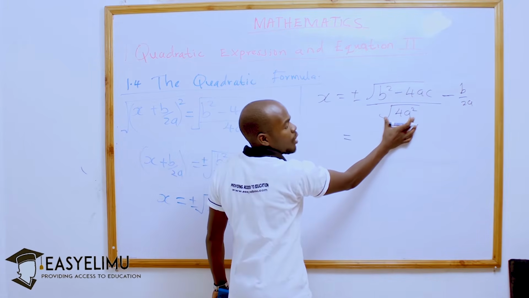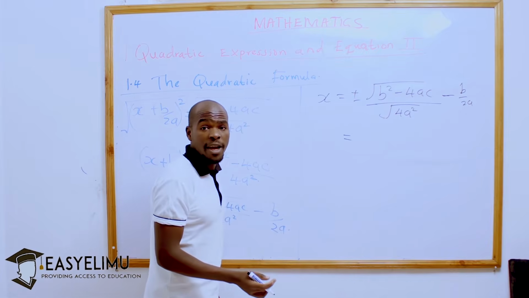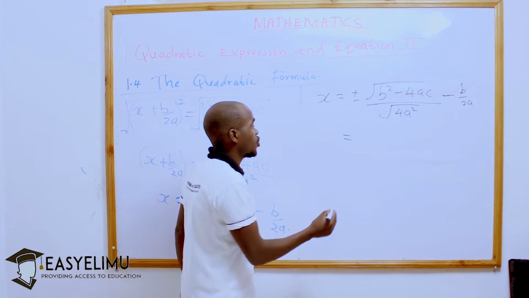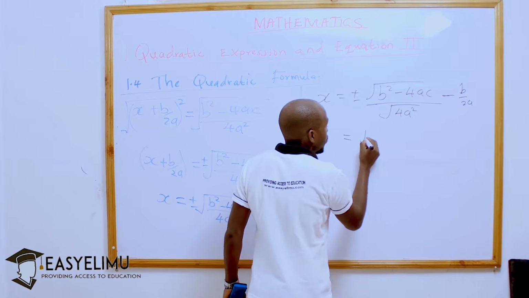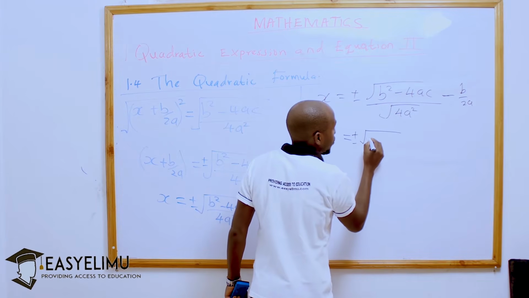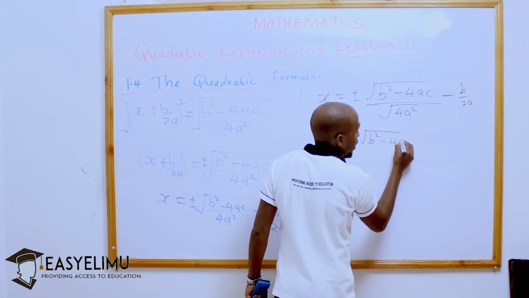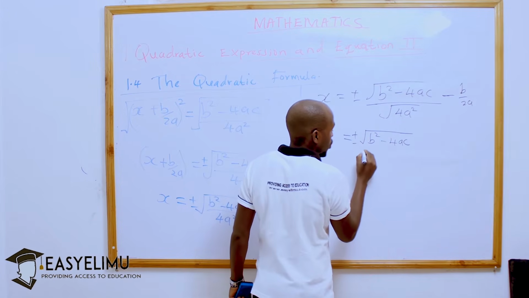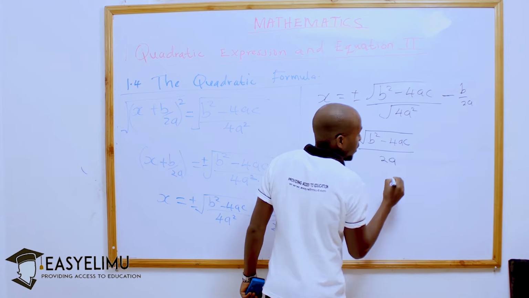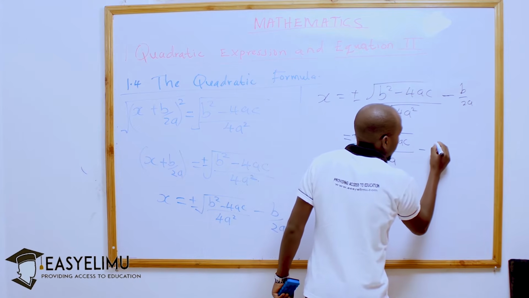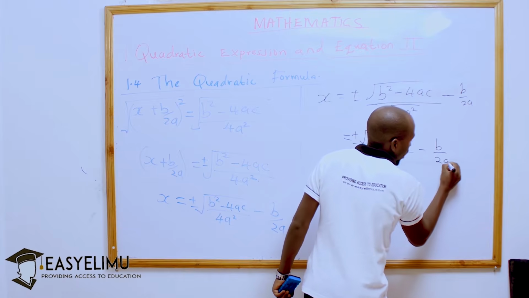If you find the square root of 4a squared, you will find it to be 2a. So we are going to have positive or minus the square root of b squared minus 4ac over 2a, minus b over 2a.